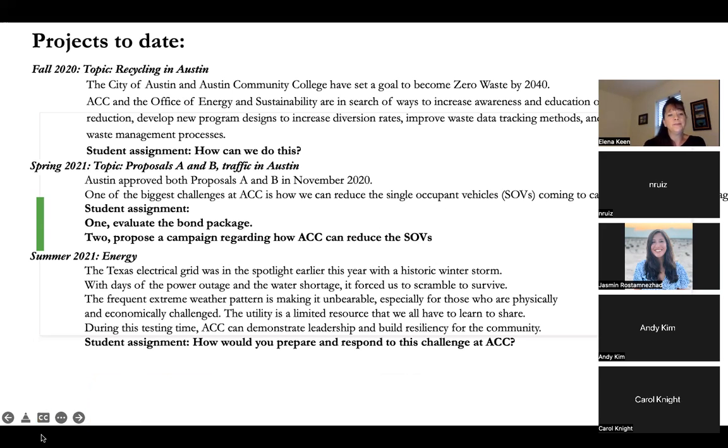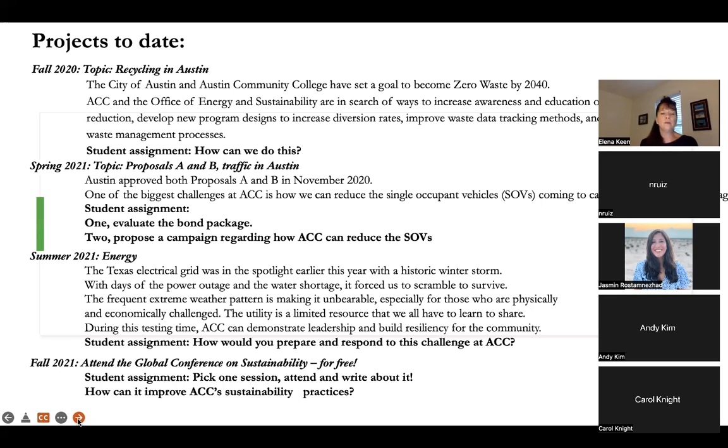And finally, in the fall of 2021, there was a global conference on sustainability that was offered for free to all students and faculty. The assignment was to pick one session, attend, and write about it, and how it can improve ACC's sustainability practices. And they all did very well with this too. It was interesting how they ended up choosing different topics throughout the course of the conference, and who chose which ones and how they applied it. It was all very different and diverse. So that was really interesting as well.